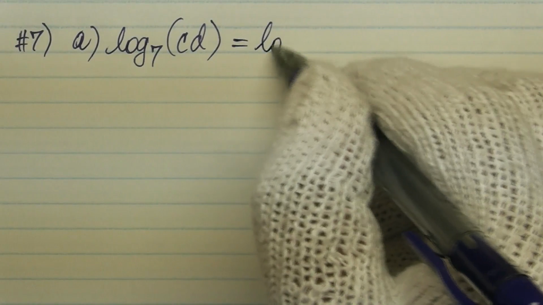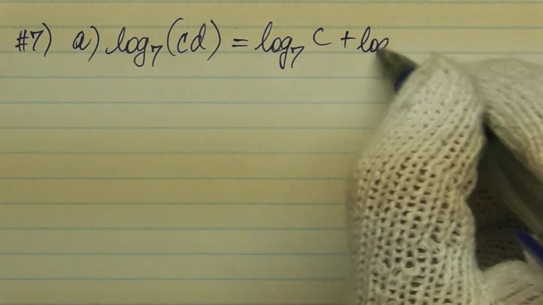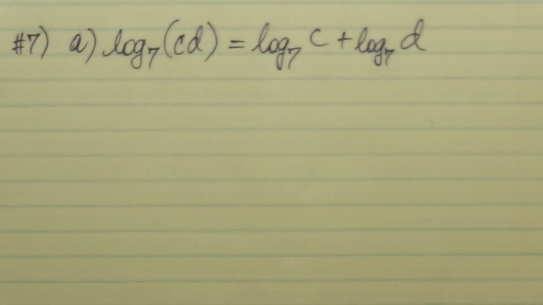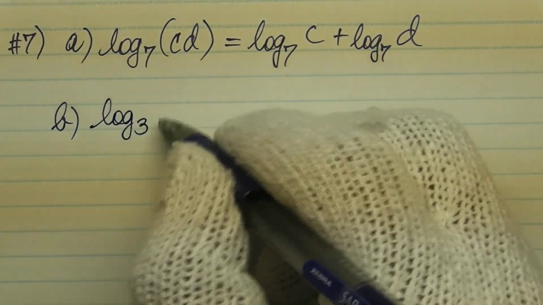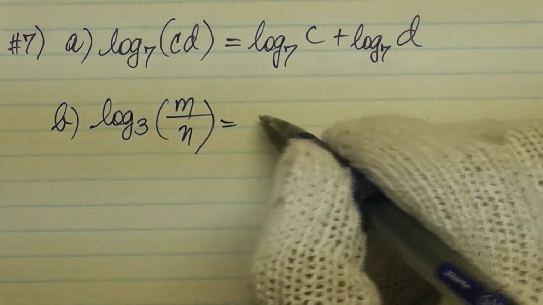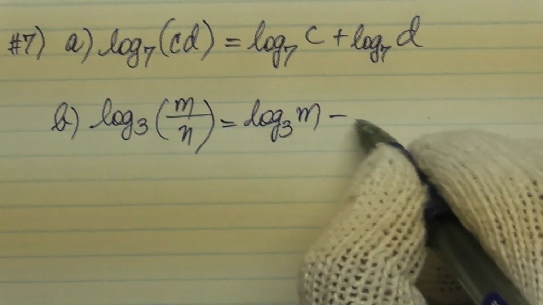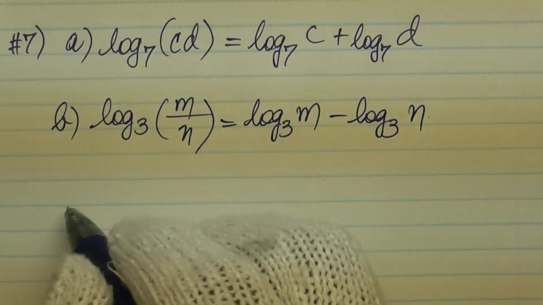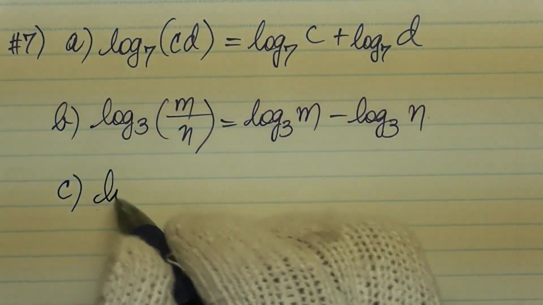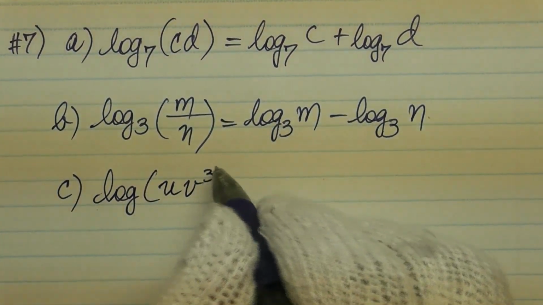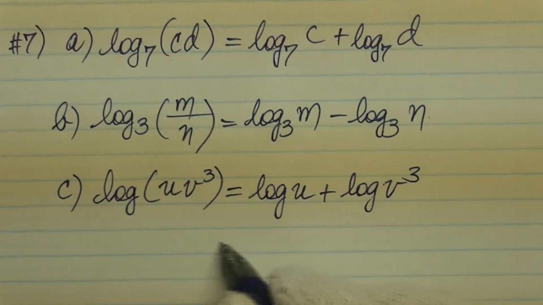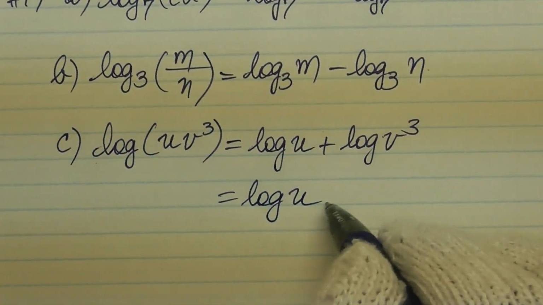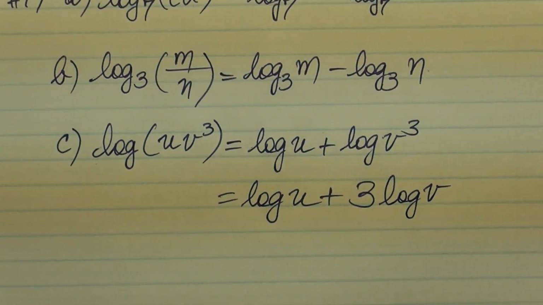This is the same as log base 7 of C plus log base 7 of D. This is the same as log base 3 of M minus log base 3 of N. Which is equal to log of U plus 3 log V.